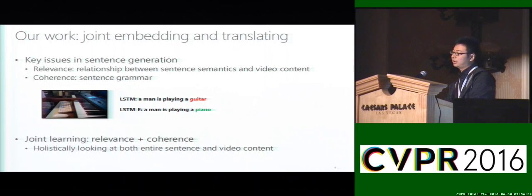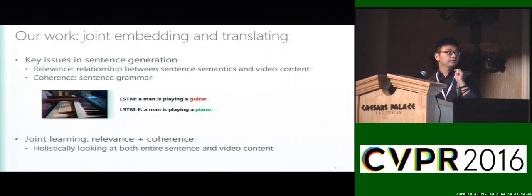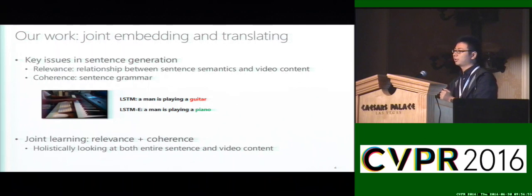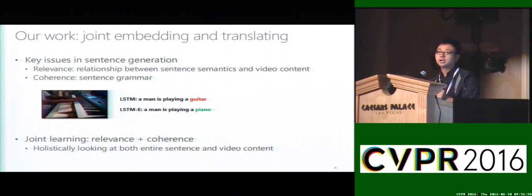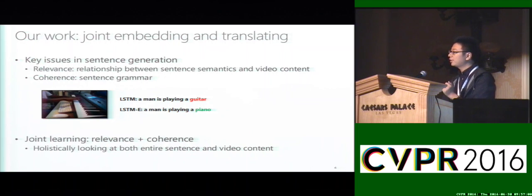However, the existing RNN-based models are mainly focused on the coherence, while leaving the relationship between the sentence and the video content unexplored. For example, given this video, the LSTM, which is one kind of RNN, can generate a sentence like a man is playing a guitar, which seems logically correct, but the semantics of the sentence is not relevant with the video content. So in our work, we aim to jointly model the relevance and the coherence in one framework, and to holistically look at both the entire sentence and the video content.